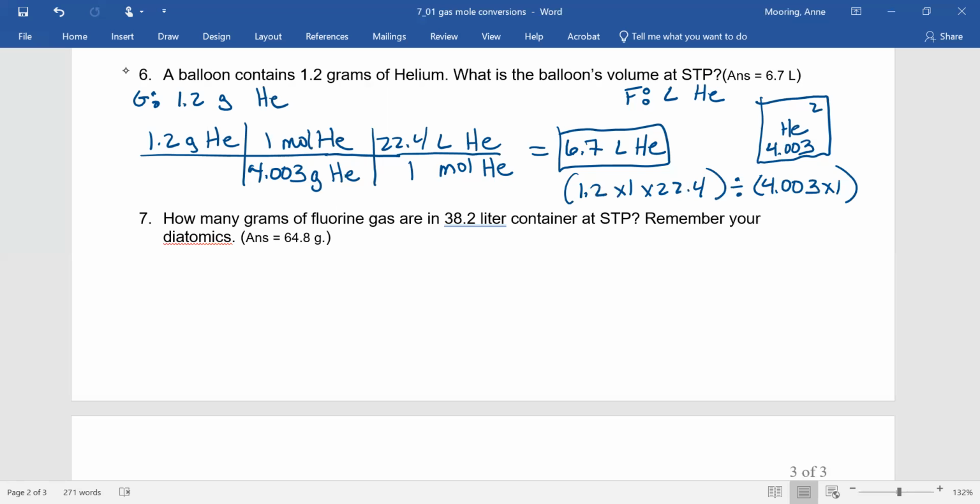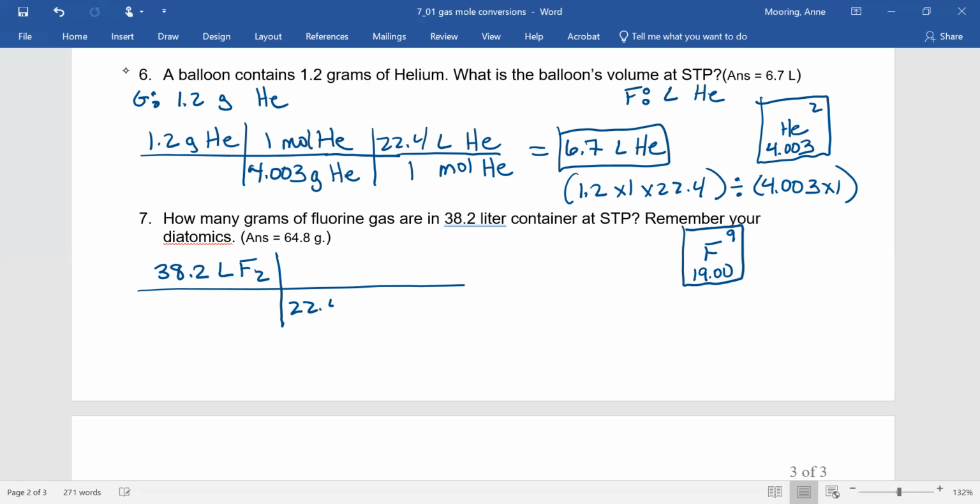Let's take a look at a second one. How many grams of fluorine gas are in a 38.2 liter container at 0 degrees Celsius and 1 atmosphere? So this time we're starting off with 38.2 liters. And it's fluorine gas. That's a diatomic, something you need to remember. Let me write the element symbol for fluorine, or the element number. We have 19.00, and fluorine is element number 9. It has 9 protons.